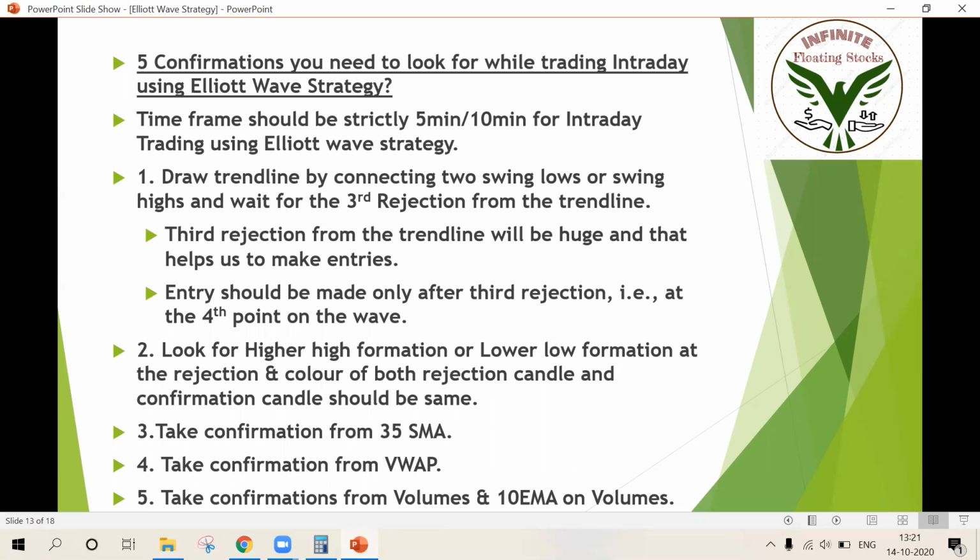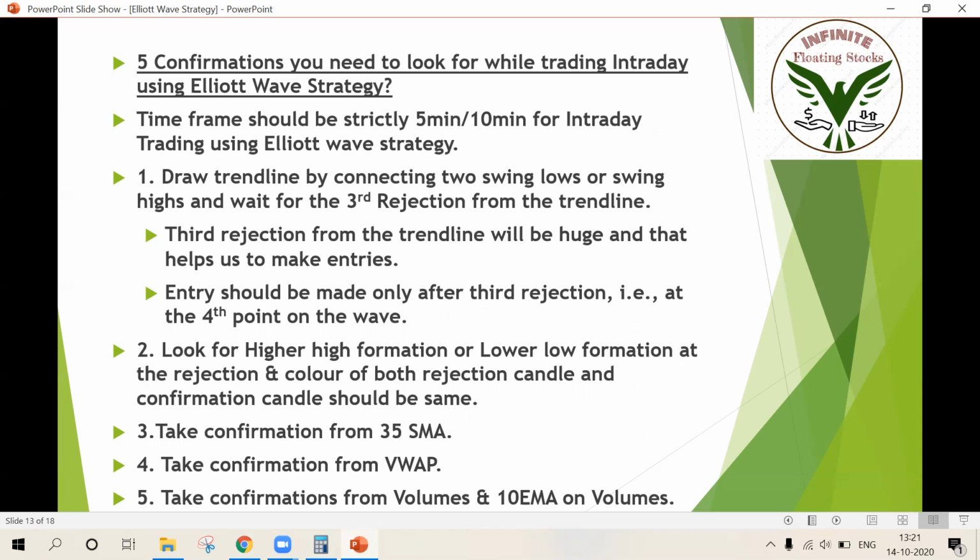I repeat, if you are using the Elliott wave strategy for intraday, you need to look for 5 confirmations. Among them, the first confirmation is that the rejection from the third touch point should be huge. I mean, you need to enter only at the third rejection from the touch point. That is confirmation number 1. Confirmation number 2 is you need to look for higher high or lower low formation, and the colors of that rejection candle and confirmation candle should be the same color.